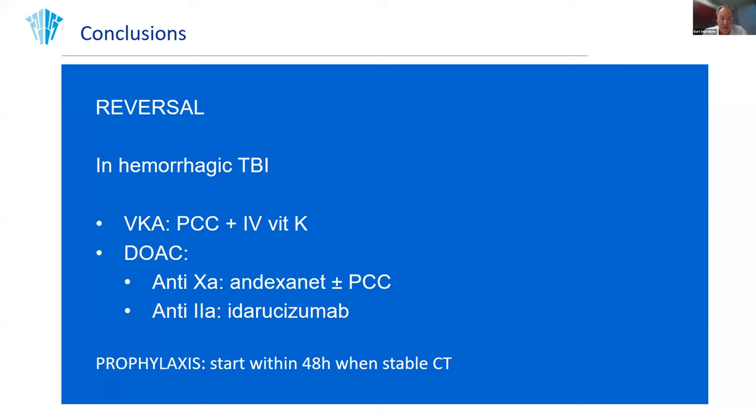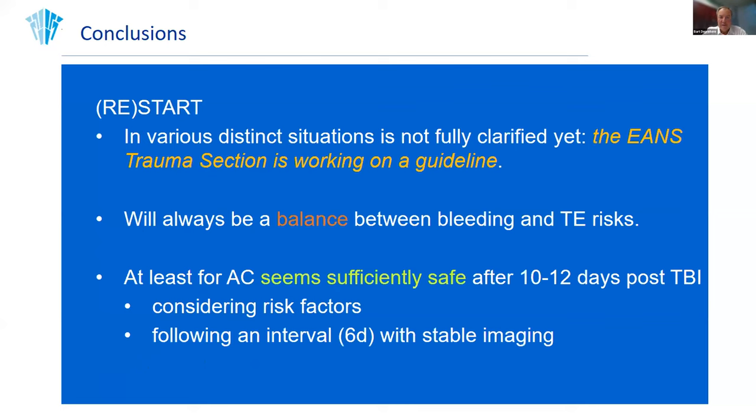For prophylaxis, it's probably very safe, and there are several papers and already meta-analyses and also guidelines to start within 48 hours after a stable CT scan. For restarting, that's a bit more complex, and so the guideline development is still in process. It will always be a balance between bleeding and thromboembolic risks, but it seems from what we looked at sufficiently safe after 10 to 12 days to start anticoagulant drugs, considering the risk factors and following some safe interval of a couple of days. And the paper that clearly mentioned it said six days with stable imaging.